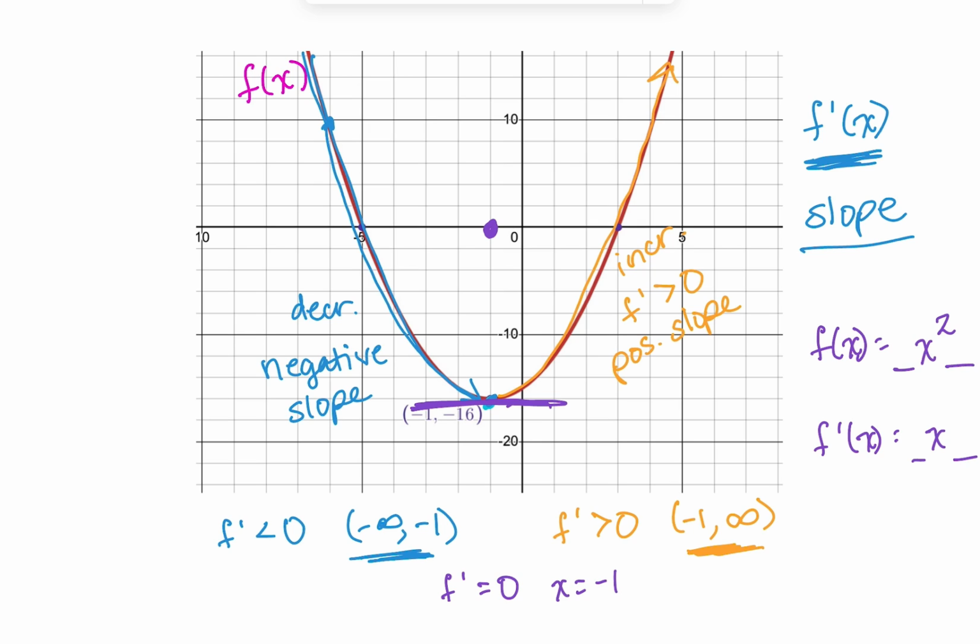Okay, so for all x values before that, f prime is negative, so negative y values, and after this point, f prime is positive, so positive y values. So this is a very loose graph, but that is generally what f prime is going to look like. Let's see how close we were.